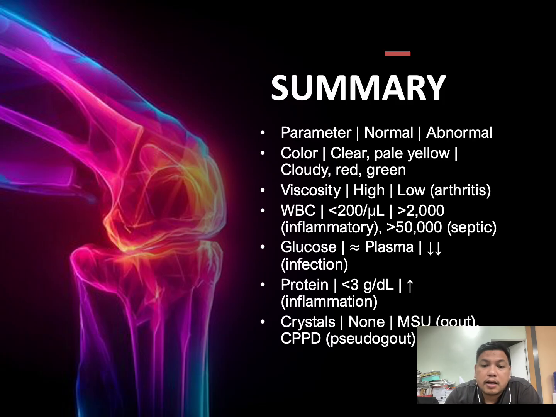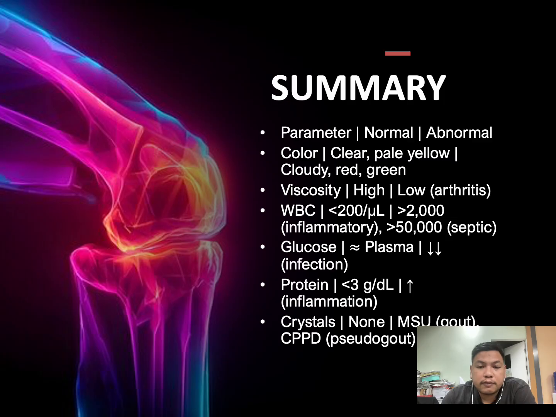So viscosity, normally we have high viscosity. Our synovial fluid has a higher viscosity. Lower viscosity or less viscous synovial fluid may indicate arthritis or joint pain. For WBC, less than 200 per microliter is normal. More than 2,000 per microliter is an indication of inflammation. More than 50,000 per microliter is an indication of a septic or a bacterial infection.